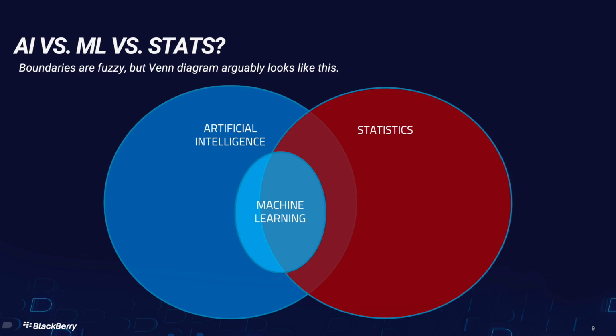Another way to get a visual representation of the difference between AI versus machine learning versus statistics is a simple Venn diagram like this, where you can see that artificial intelligence and statistics overlap, but machine learning actually overlaps both of them. And machine learning is a little bit heavier on the statistics side of the world because we're trying to use machine learning to make decisions based upon the data.